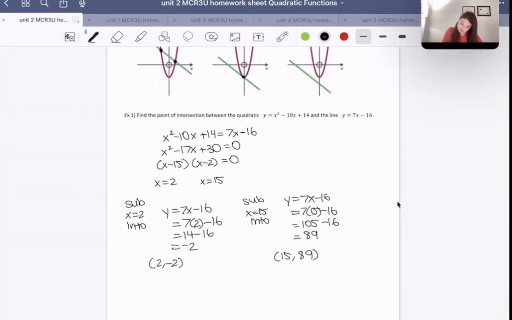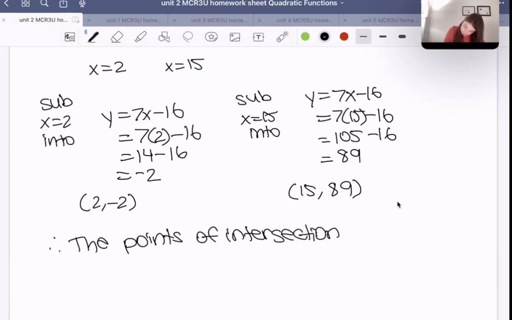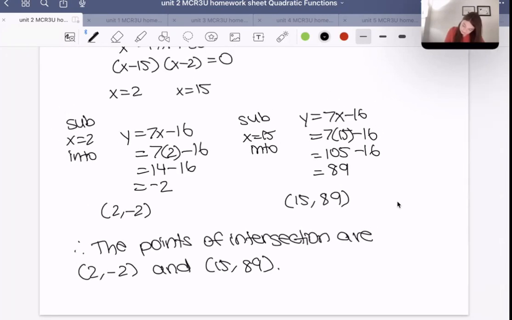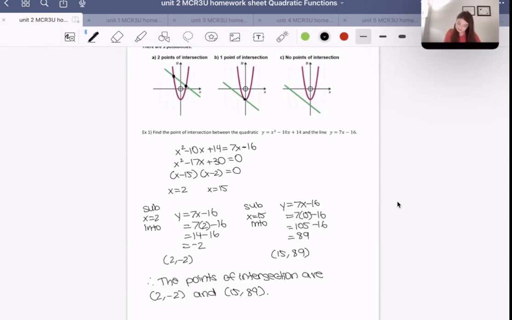So therefore, the points of intersection, it asked to find the point. There were 2 points at the end of the day here, so we'll just say the points. Therefore, the points of intersection are (2, -2) and (15, 89), like that. And there's our answer.